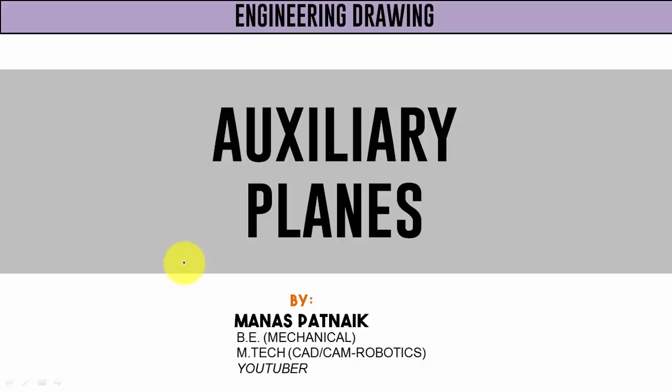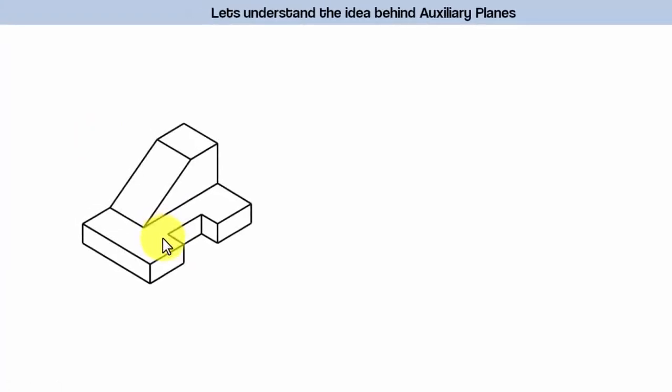So let's kick off today's session with one simple question. Why are we studying auxiliary planes? What's so special? Well, to answer that, let me give you a demonstration. So here we're going to be considering a 3D object, and we'll try to look at this object from three different ways: from the front, from the top, and from the left hand side.